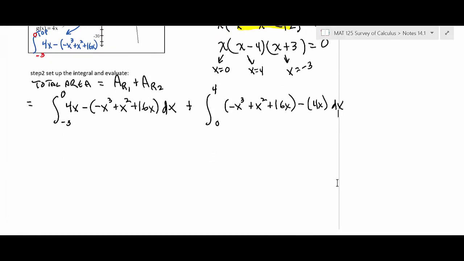Once you get one antiderivative of the first integral, the other one's just going to be totally backwards. The signs are going to be different. They're going to be opposite. So let's go ahead and start working on this first one.